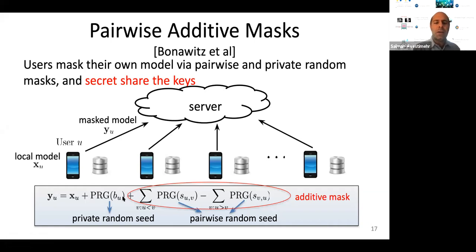Now, once you do that, each user is also going to secret share its seeds with other users in the network, so that if he or she is dropped, the server can request the secret shares and reconstruct it. So let's see how that would work.